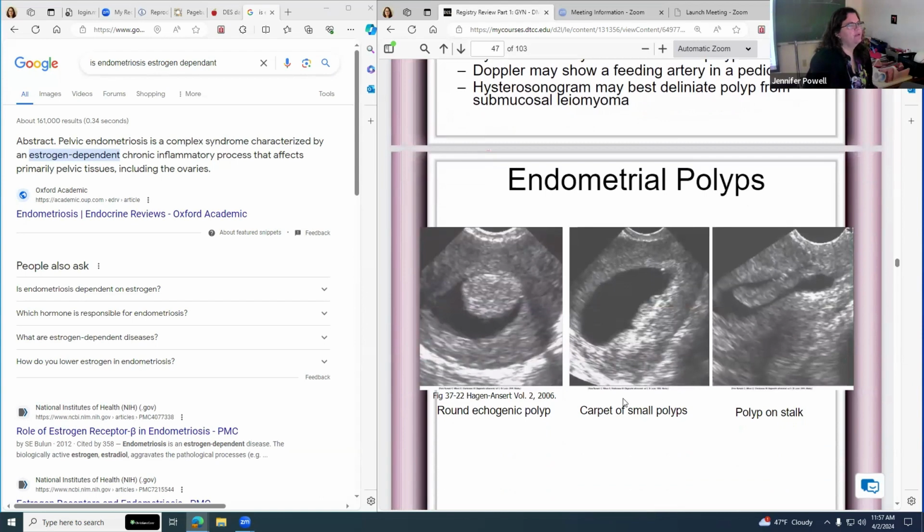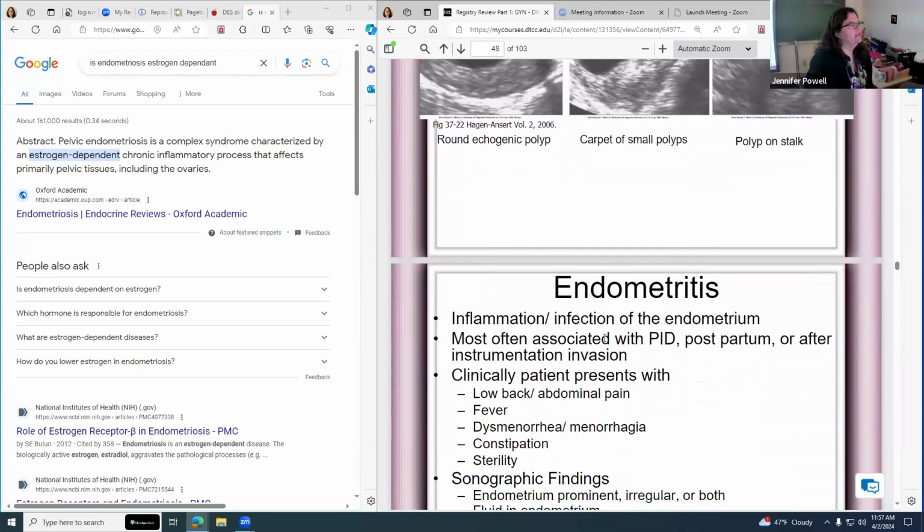And these are some examples with that saline injected. This is a big one here, huge. These are some little ones, and another one here on a stalk. A carpet of small, round echogenic polyps.